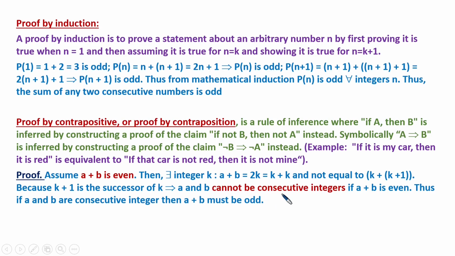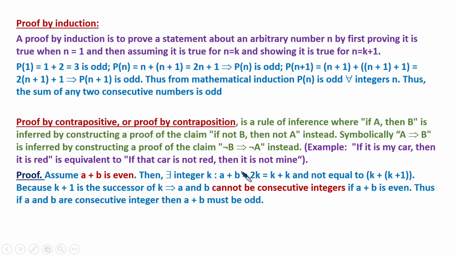So a and b cannot be consecutive integers if a plus b is even. So if a plus b is even, I will not get k plus 1. I will get k plus k. Okay. Just pause it and go through it again. Thus, if a and b are consecutive integers, then a plus b must be odd.